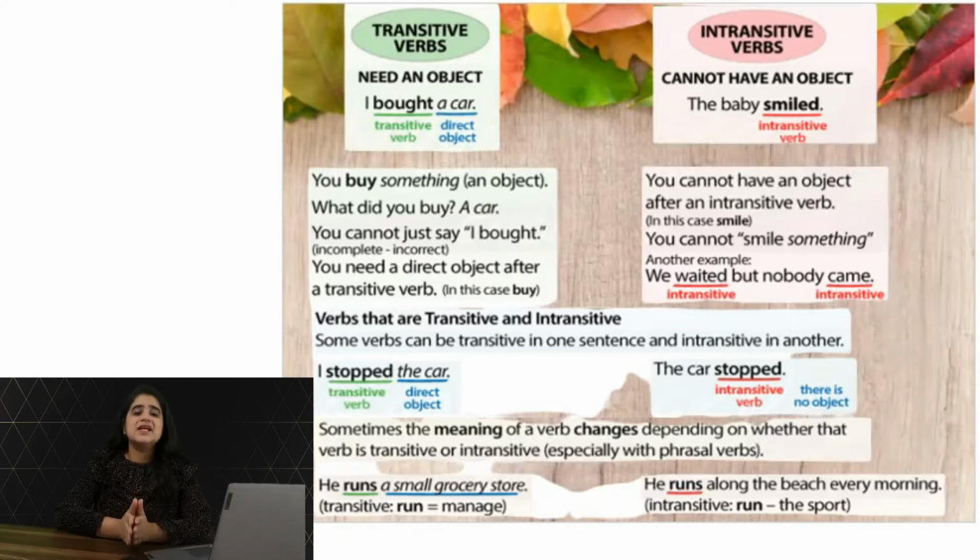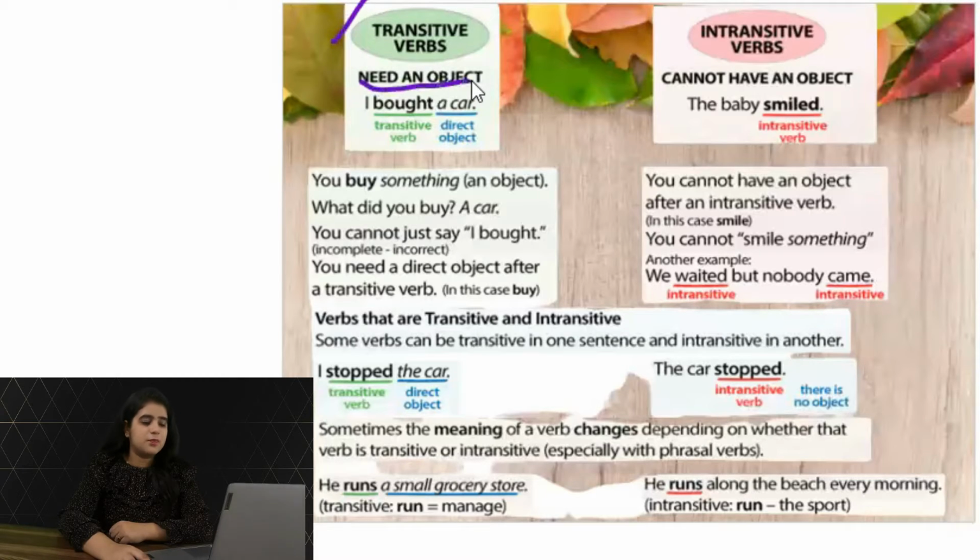Let us start. Transitive verbs are the ones that need an object to complete the meaning of the sentence, whereas intransitive verbs are the ones that do not need any object in the sentence to complete its meaning. Now let us look at both the situations in detail. Transitive verbs. They always need an object.